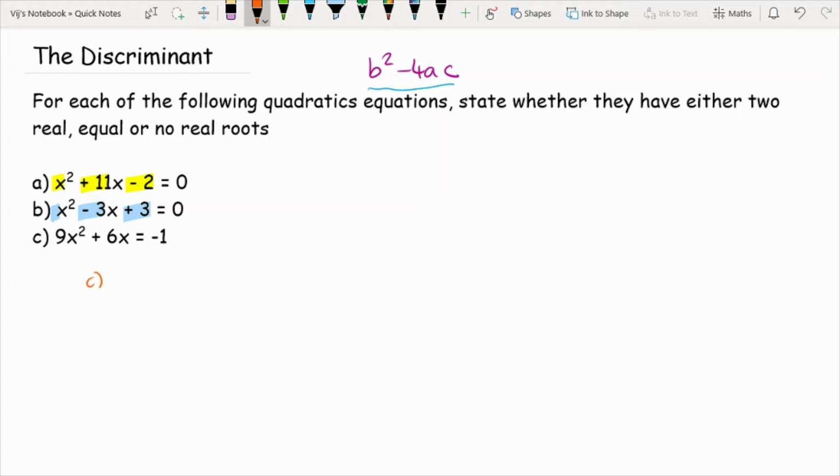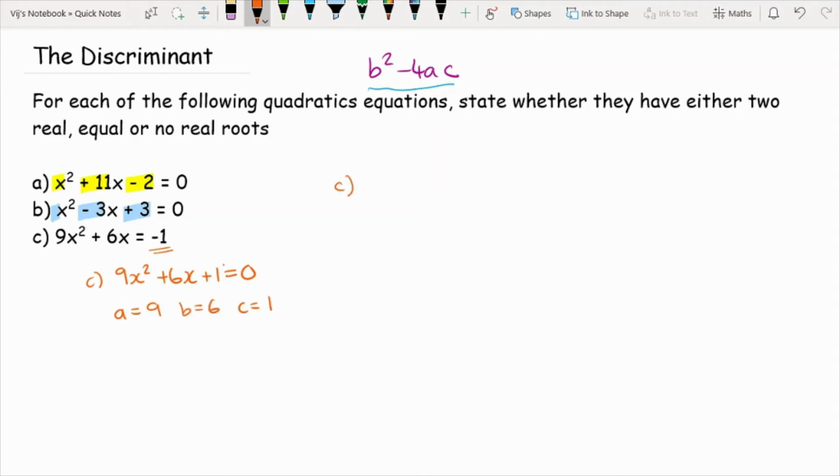So in this, you can see that it's not equal to 0. So what I need to do is write down the equation again, so that it is equal to 0. And now I can write down my ABC values. So A equals 9, B is going to equal positive 6, and C is going to equal 1.